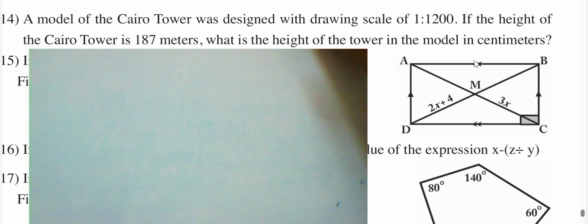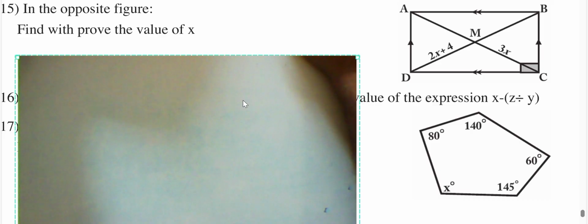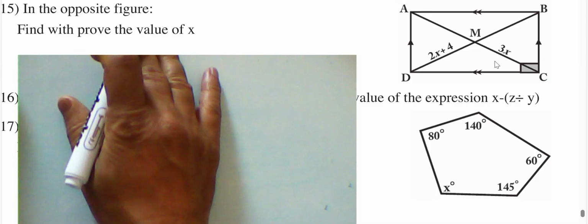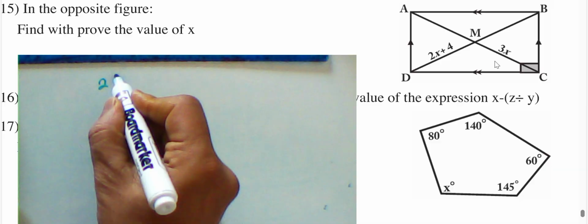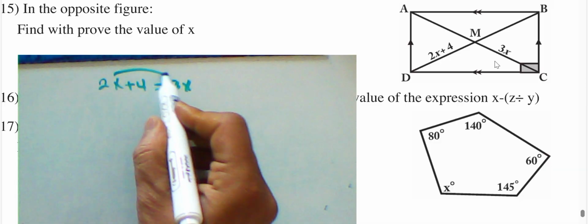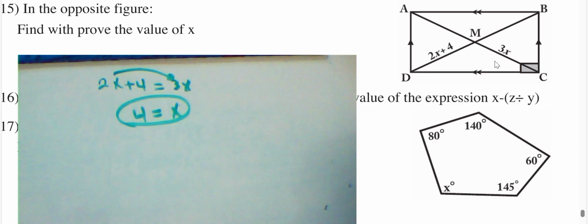Next question. We have a rectangle. A rectangle is a parallelogram in which two opposite sides are equal in length and the measure of each angle equals 90 degrees. You can find the value of x here. We know the two diagonals bisect each other. Then 2x plus 4 is equal to 3x. We subtract 2x from 3x, which equals x, so the value of x here equals 4.